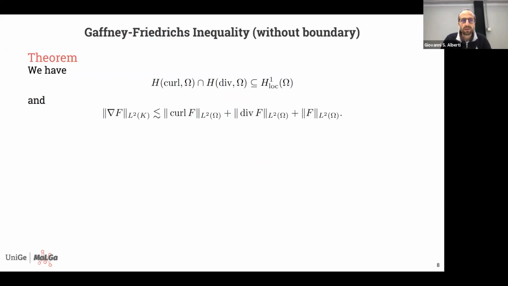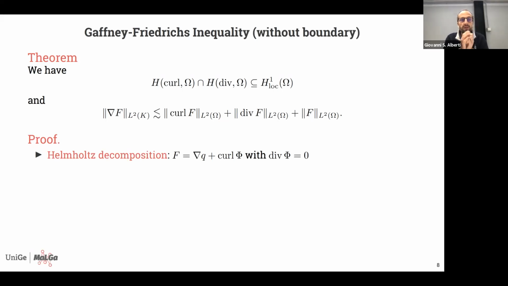And this is the so-called Gaffney-Friedrichs inequality. This is a simplified statement without the boundary. And this is simply saying that if you are in H(curl) and in H(div), you're also in H1. So curl and divergence control the gradient, which is exactly what we need here. Why does this hold? Well, first thing, you use a Helmholtz decomposition. So in this case, you are not in the curl-free setting. So we cannot say that F is only a gradient. We have to add a curl part.